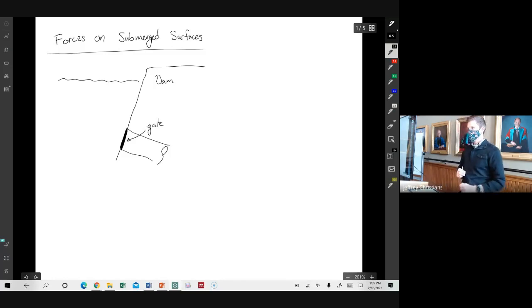like a gate. A lot of dams will have a bypass where you can let water down a chute to the bottom, and there's going to be a gate that opens and closes that bypass. So that's somewhere underwater. It has a gate that opens and closes, and we want to say, what are the forces pushing on that gate? We want to design it, so what do the forces look like?